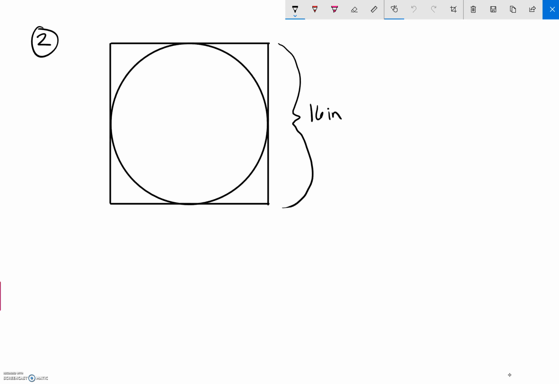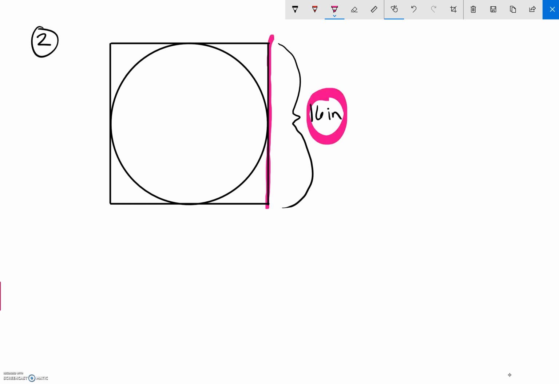So what we're doing today is checking the answers on the video. Lesson 16, the most famous ratio of all. This one is number 2 on the front. And what they gave you was a circle inside of a square. And they tell you here that this side of the square is 16 inches.